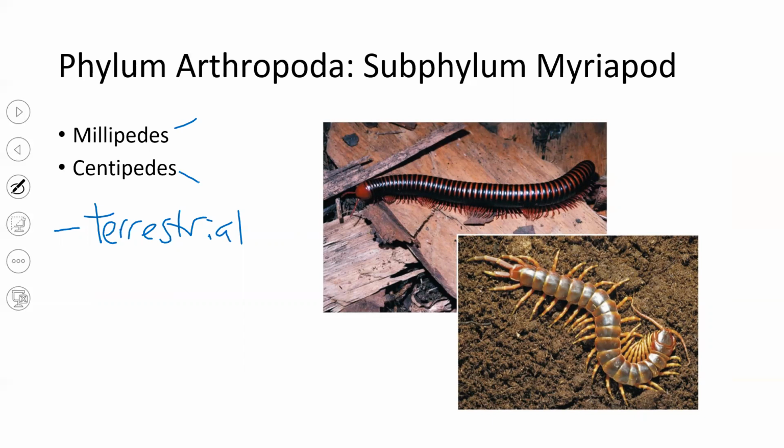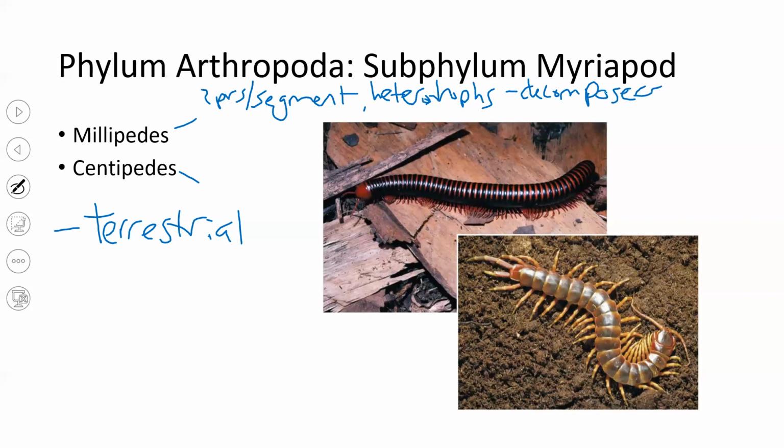The difference between a millipede and a centipede. A millipede has two pairs of legs per segment. So the segments are like fused, two segments are fused together. So they have two pairs of legs per segment. They are heterotrophs, but they're decomposers. So they're helpful in the process of nutrient recycling. They're eating dead and decaying material. And they're pretty slow.